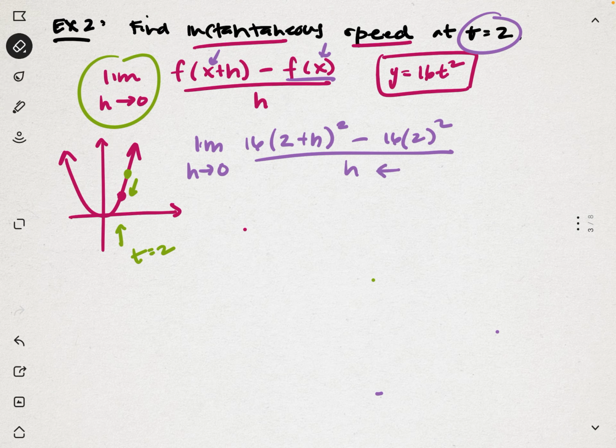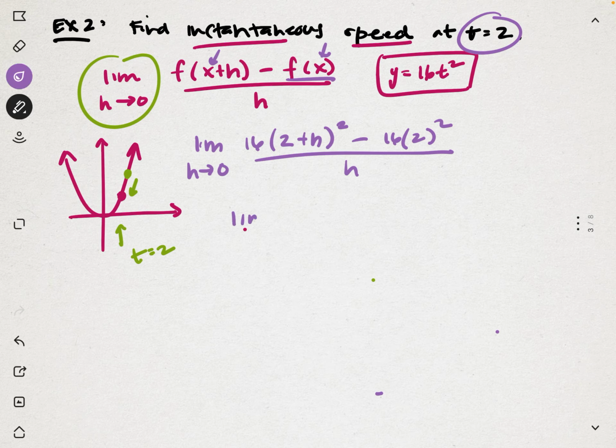So we're not allowed to plug in h yet, but what we're trying to do here is use some algebra. We're going to do some algebra, try to simplify it out, and hopefully at some point we're going to be able to plug in that 0 for our h. We just can't do it yet because the h is in the denominator. All right, so let's go ahead and do the squared part here.